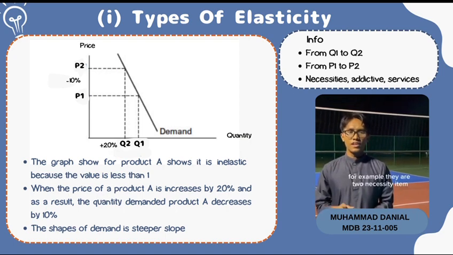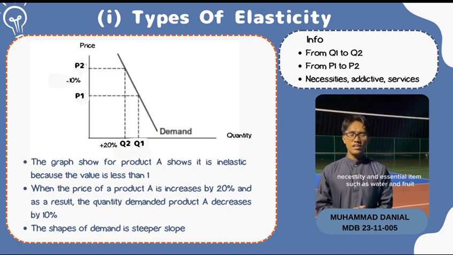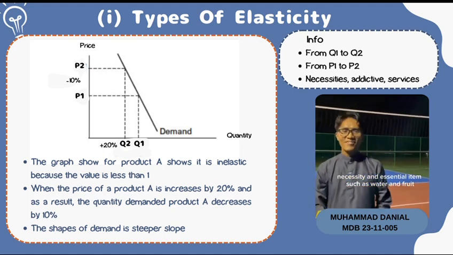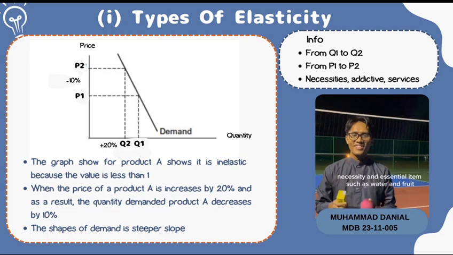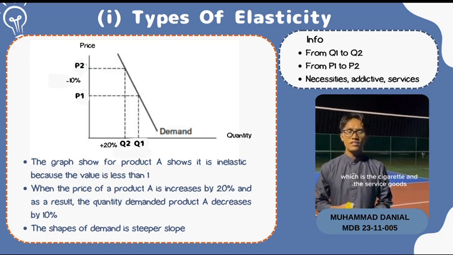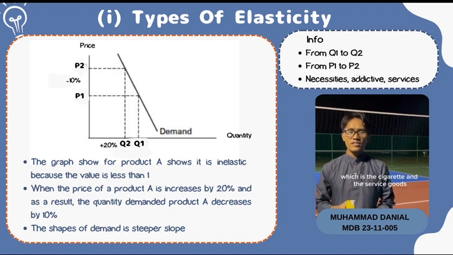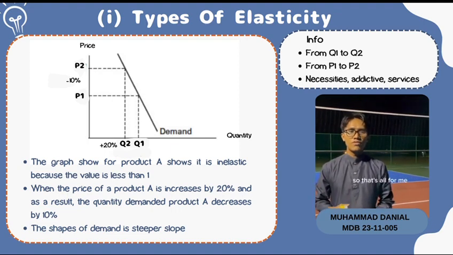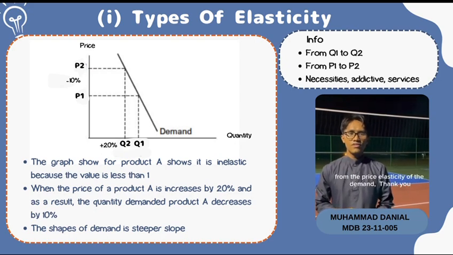For example, there are necessity items and essential items, such as water and fruit. And other than that, there are also addictive goods, which is the cigarette, and the service good, which is public transportation. So that's all from me for the price elasticity of demand. Thank you.